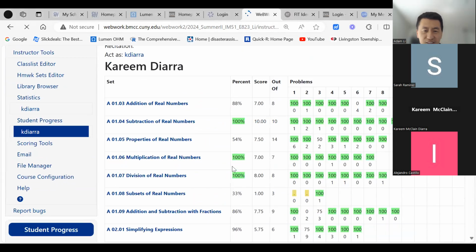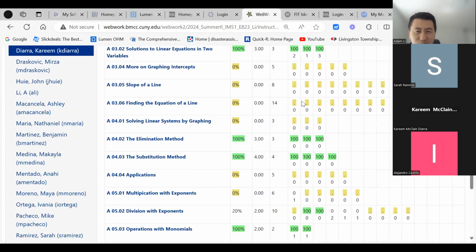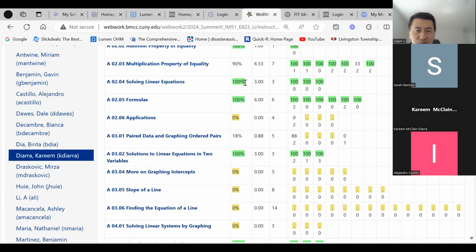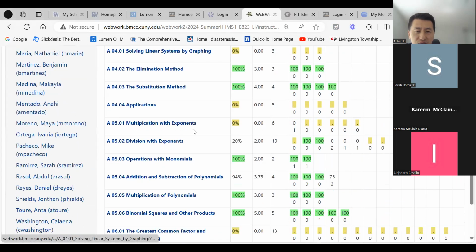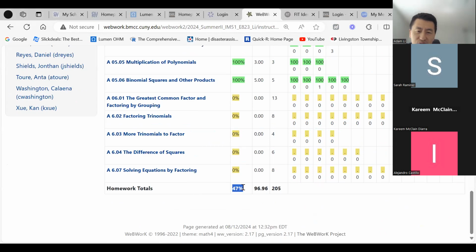I saw it. Yeah, you did a fairly good amount, but you still have to make up some of the homework assignments, like 3.1, 3.4, 3.5, 3.6, 5.1. Right now your average is 47%. It should bump up to 70%. As soon as your homework system shows 70%, then you're good. All right, thank you. Sure.